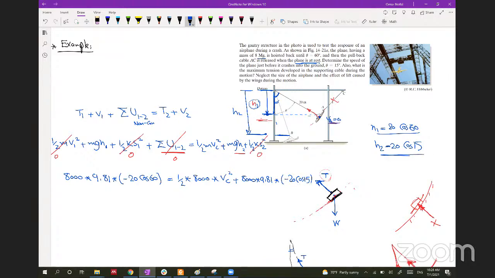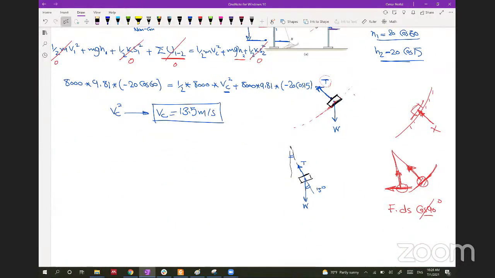So now we construct our equation, and it will be easy to get the one unknown that we have here, which is the VC square. And from VC square, you will get VC, and this will be equal to 13.5 meter per second. So we got the velocity, and let's see how to use this velocity to get the tension, the maximum tension developed in the cable.